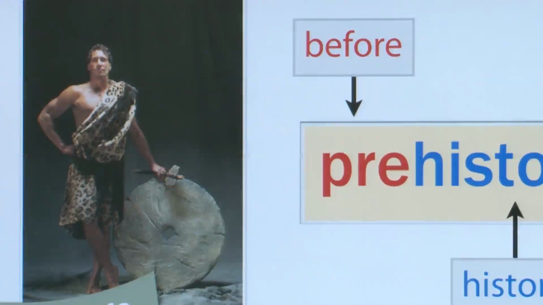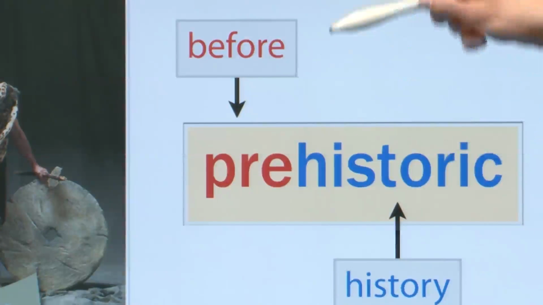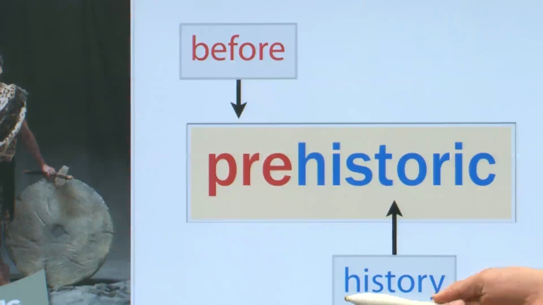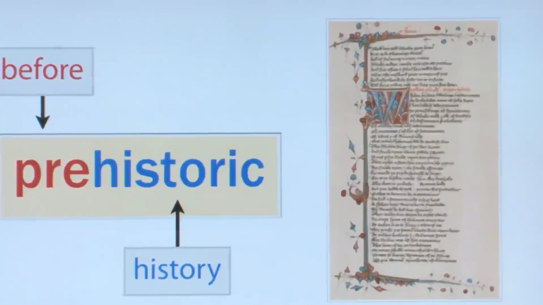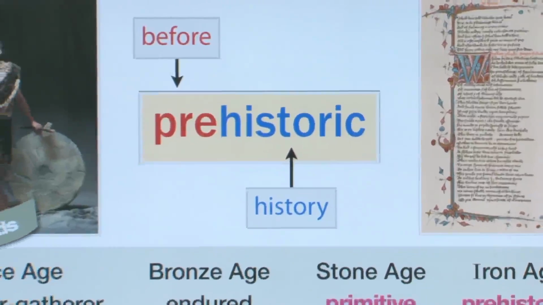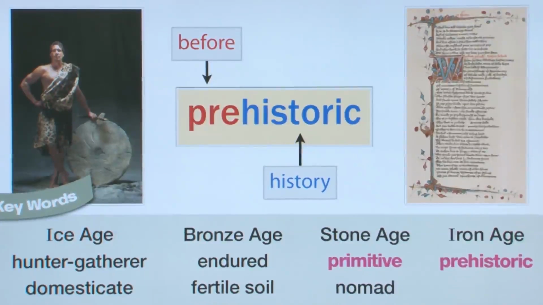Primitive people lived during the prehistoric ages. Prehistory simply is a combination of the prefix pre, which means before, and the root word history or historic, which comes from history. So, the prehistoric ages are all the ages before history, before written history. Before people learned how to write, it was those ages that we consider to be the prehistoric ages. And everything else that was prehistoric comes before human writing was introduced into society.